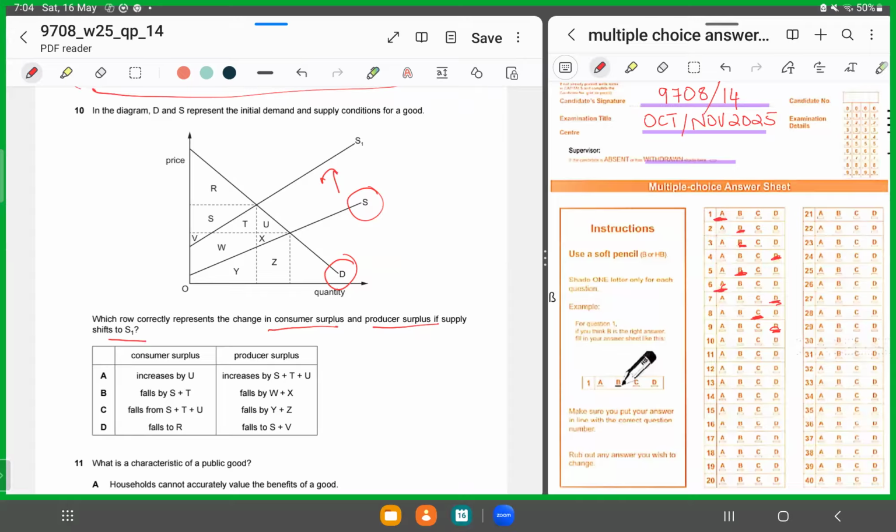Now they're asking us what has happened. So now let's first see what was the initial consumer and producer surplus, then we'll see what has happened to it. Now, supply has fallen, price rose, consumer surplus fell, and producer surplus rose. So now, initial was what?